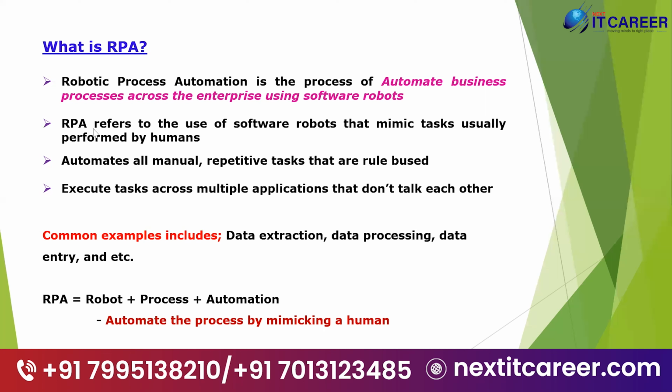Okay. So RPA will be used across the enterprise organization using a software robot. That is the place where you can automate all your businesses. The next one is RPA refers to the use of software robots that mimic tasks which are usually performed by humans. Whatever humans are performing, those tasks will be used. The second one is to automate all manual repetitive tasks which are rule based. Got my point? Anything you are performing that is manual and repetitive.